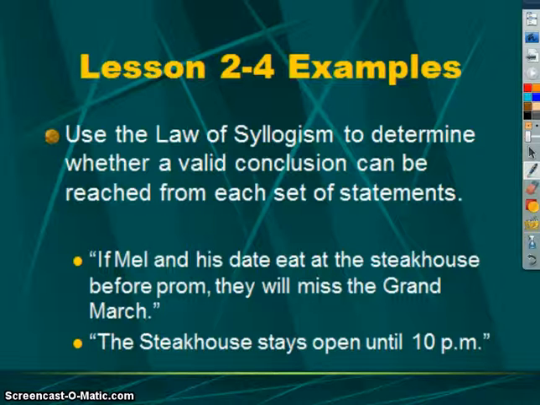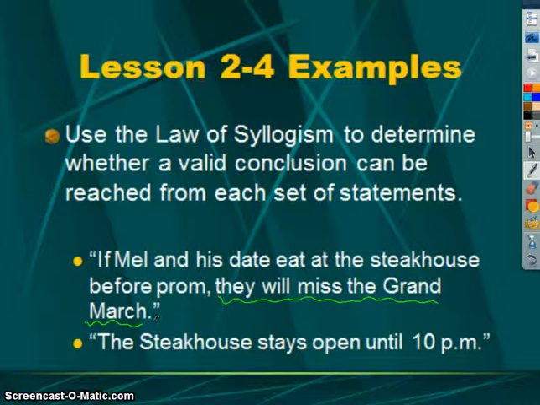According to the law of syllogism, there's not really a part that they have in common that we can cut out, is there? If it did follow the law of syllogism, then this part would be restated somehow, something about the Grand March. So this is an example where no valid conclusion can be reached.